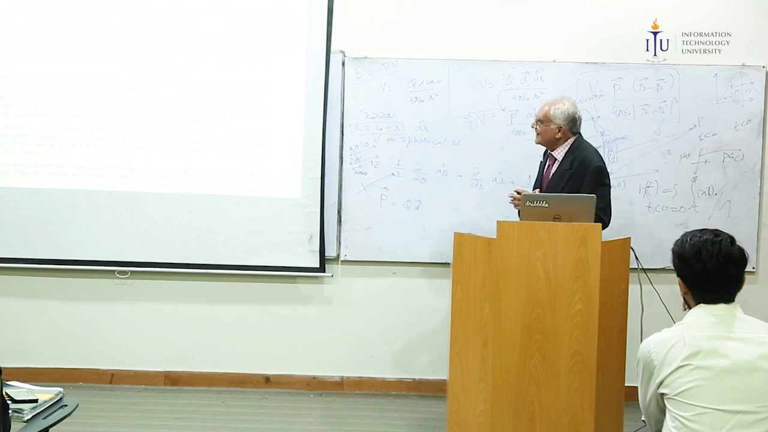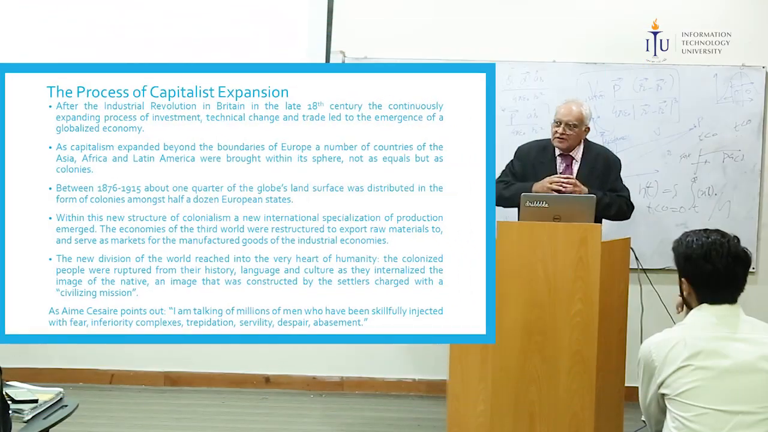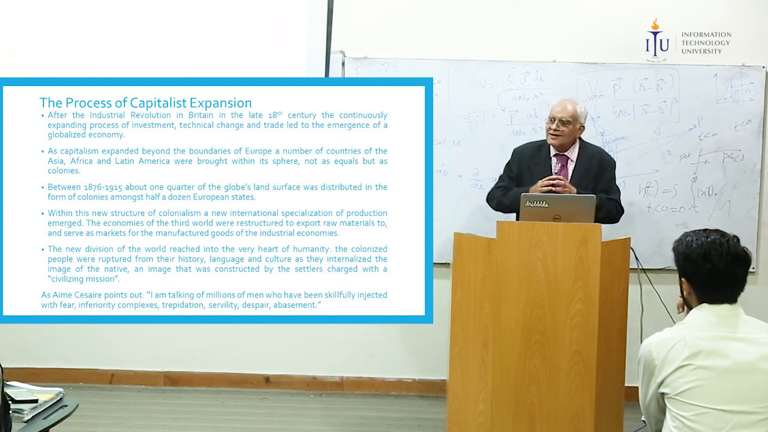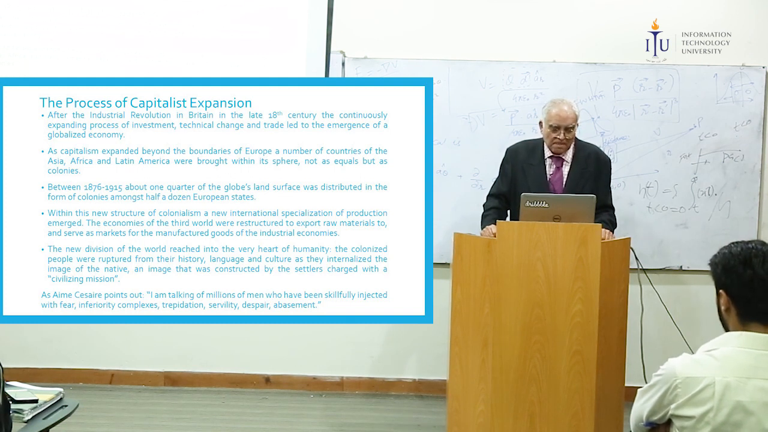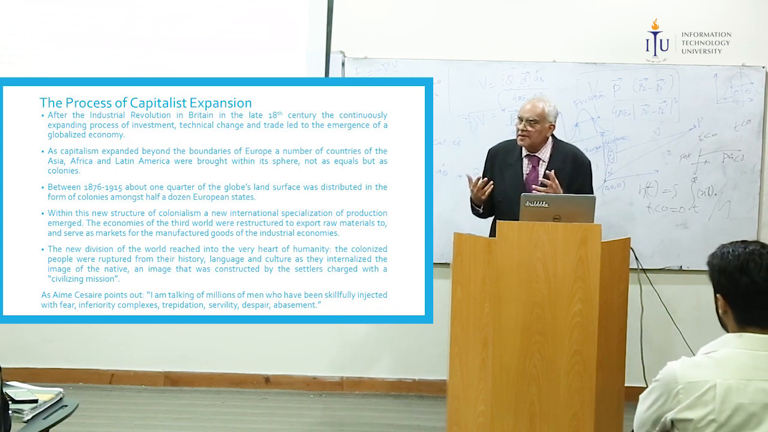Now in the late 18th century, this process that I've just identified, this was the period of the Industrial Revolution, involved, as I said, the continuous expansion in the process of investment, technical change and trade, and this led to the emergence of a globalized economy. This process of investment and expansion of production gradually began to encompass a large part of the world outside Britain and, in fact, outside Europe. And so capitalism became a global enterprise, if you like, economy.